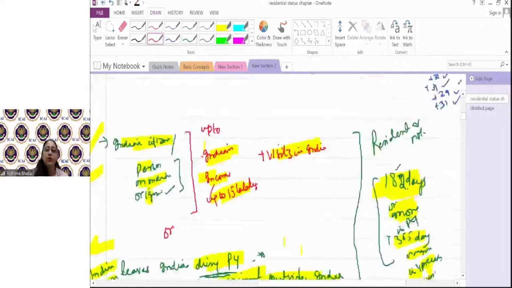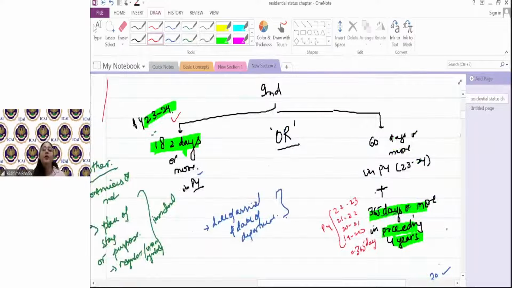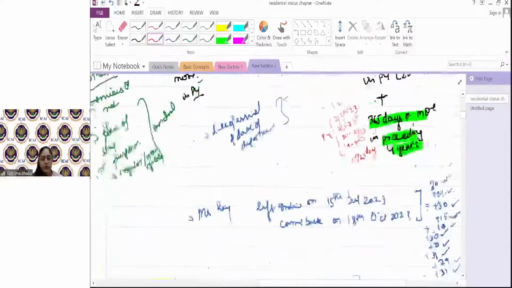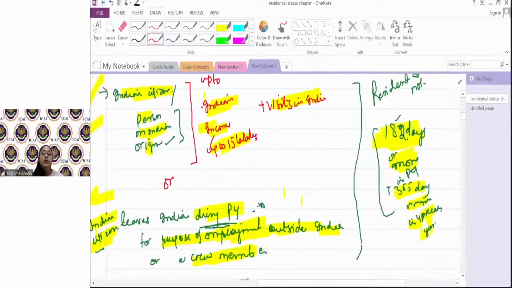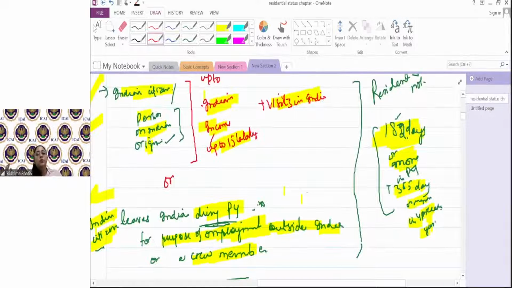Again, a quick revision for the fourth or fifth time. A person is said to be a resident if he satisfies either of the criteria: 182 days or more in the previous year, or 60 days or more in the previous year and 365 days or more in the preceding 4 years. But if a person is an Indian citizen, you have to think of exceptions. An Indian citizen or a person of Indian origin who comes on visits to India and has Indian income up to 15 lakhs, only one criterion has to be seen to check residential status, which is 182 days or more in the previous year.